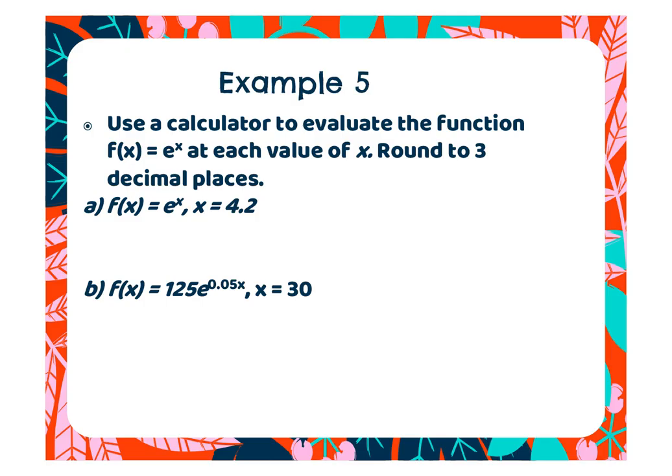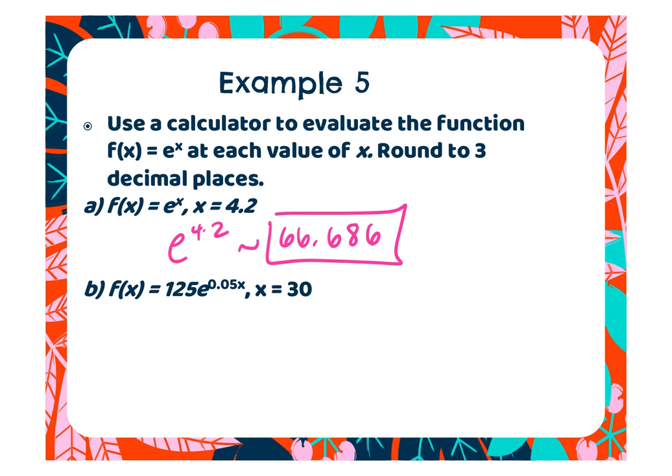This one says, use a calculator to evaluate the function f of x equals e to the x at each value of x, and then round to 3 decimal places. Your e is above the ln button, on the left-hand side of your calculator. If I want to find e to the 4.2, I do second ln, which brings up the e, and in the exponent I just type 4.2. We're going to round this to 3 decimal places. 66.686 would be how that rounds.